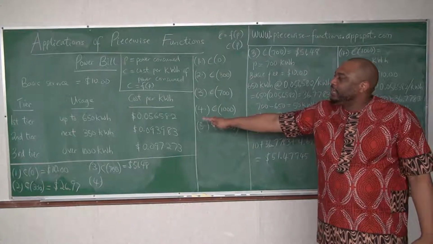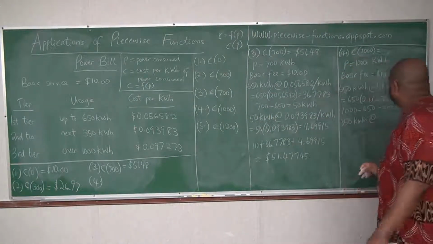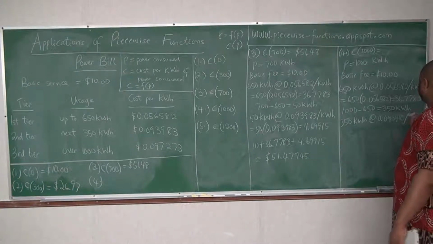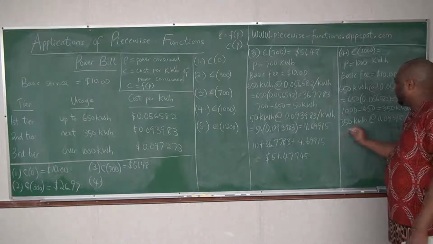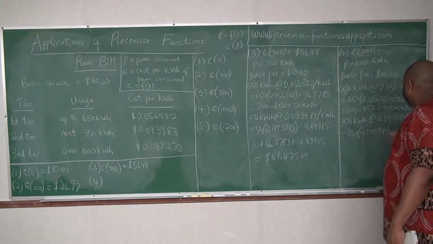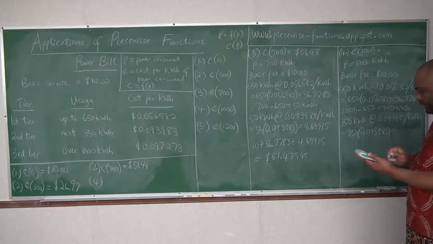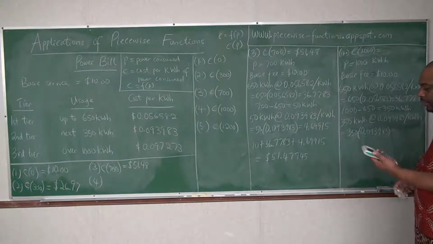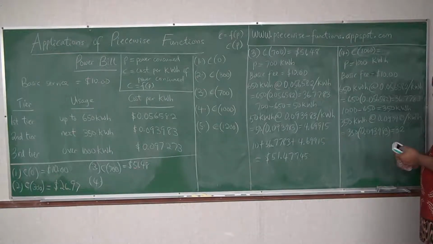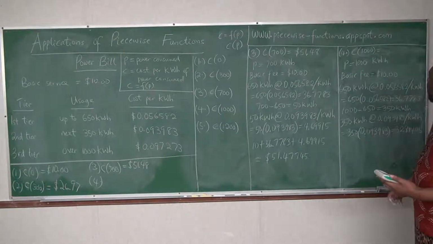The rate for the second tier is 0.093983 per kilowatt hour. And that will give us 350 times 0.093983. So this is 32.89405.